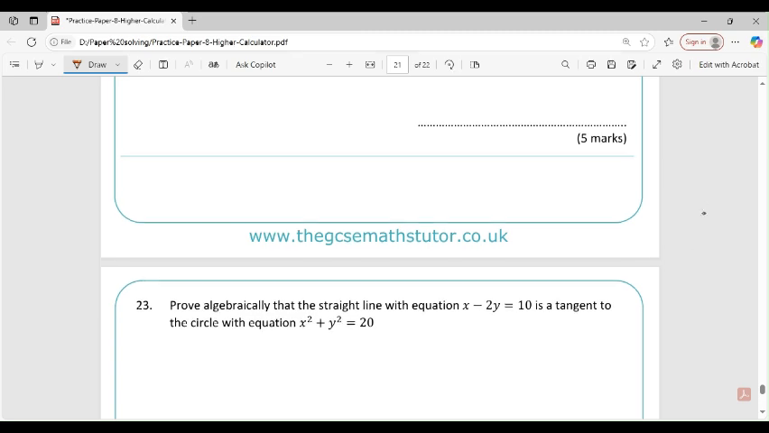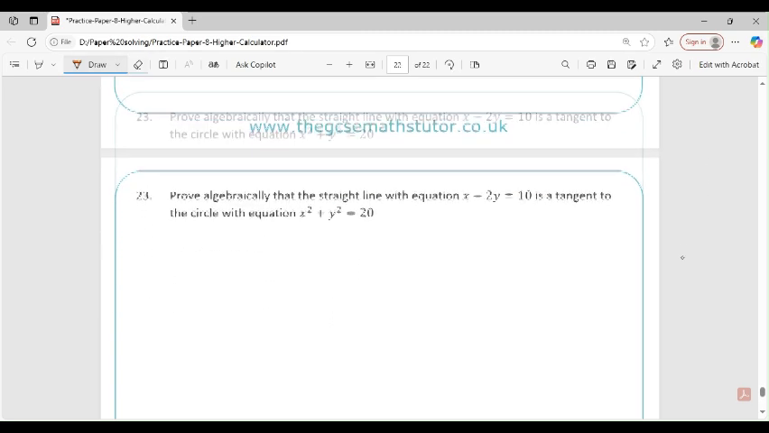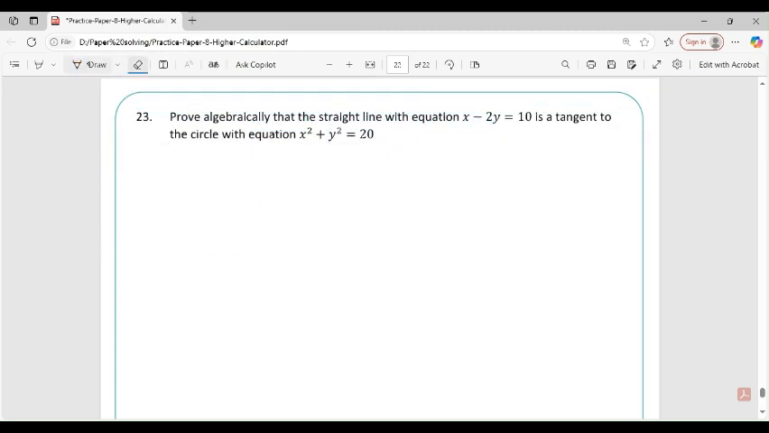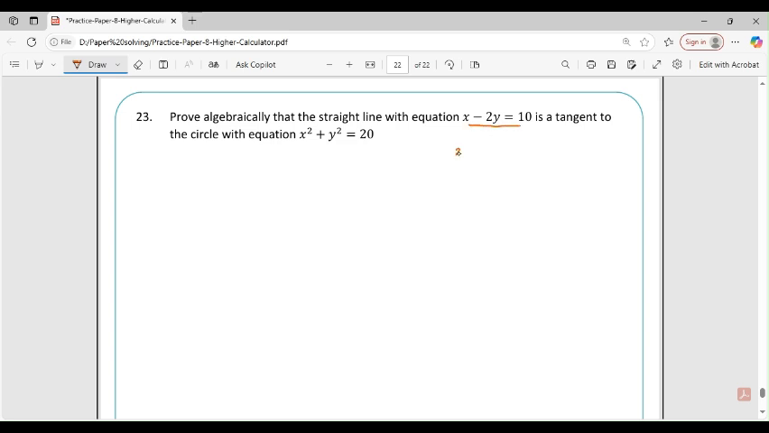Now moving on to the last question, question number 23. It says prove algebraically that the straight line with the equation x minus 2y equals 10 is a tangent to the circle with the equation x squared plus y squared equals 20. As soon as I see the first equation, I am going to convert this to x equals 2y plus 10. So this is the value of x.